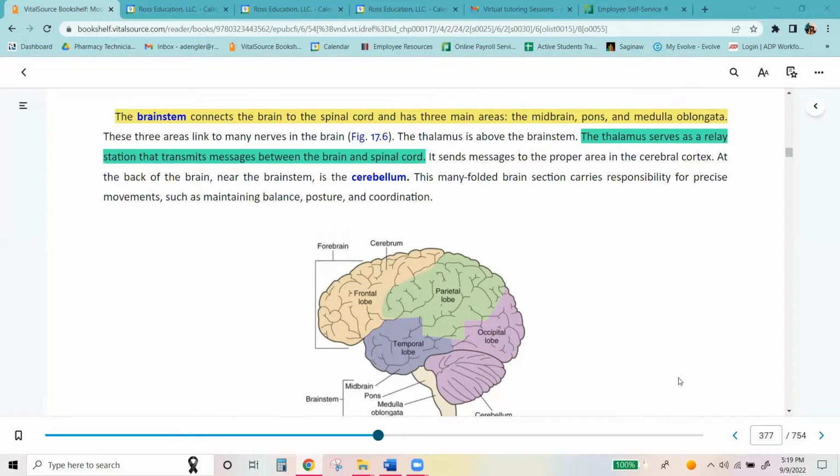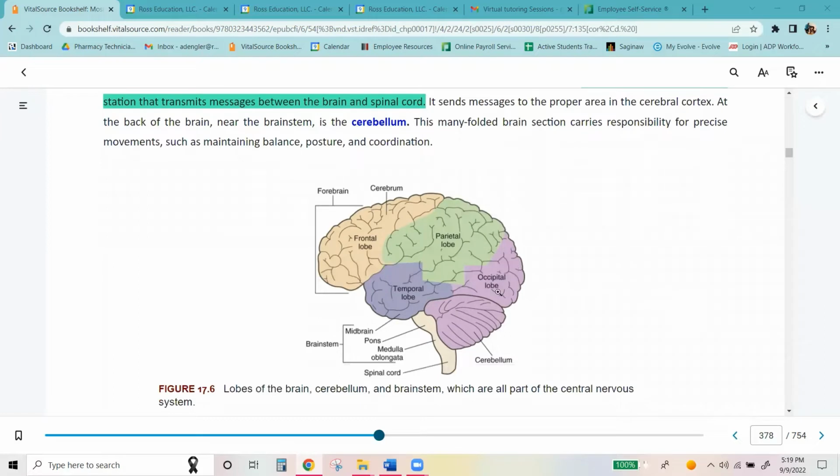At the back of the brain, near the brainstem, is the cerebellum. This many-folded brain section carries responsibility for precise movements such as maintaining balance, posture, and coordination. So here's just the lobes of the brain, the cerebellum and brainstem, which are all part of the nervous system.